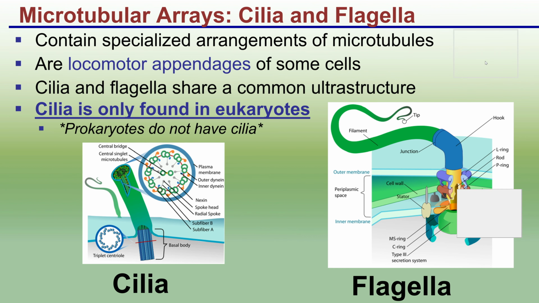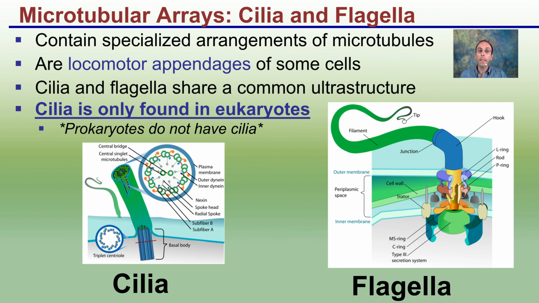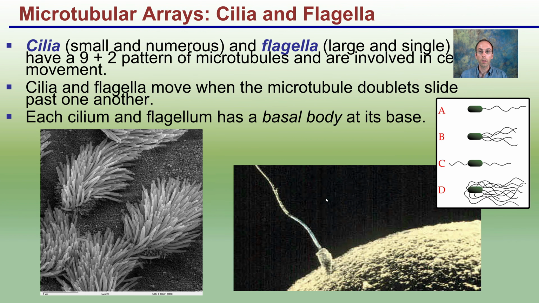Now, these microtubule arrays of cilia and flagella contain specialized arrangements of microtubules. They're for locomotion; they help the cell move. Cilia and flagella share a common ultrastructure. However, cilia are only found in eukaryotes. That's an important note. Prokaryotes do not have cilia, so if you see cilia, you immediately know you're dealing with a eukaryote. And we see a picture here of a flagellum.